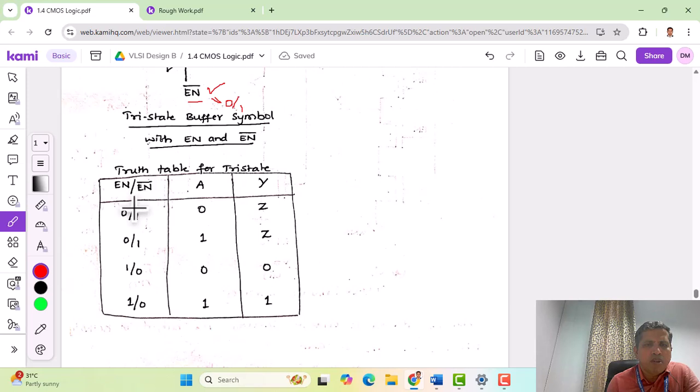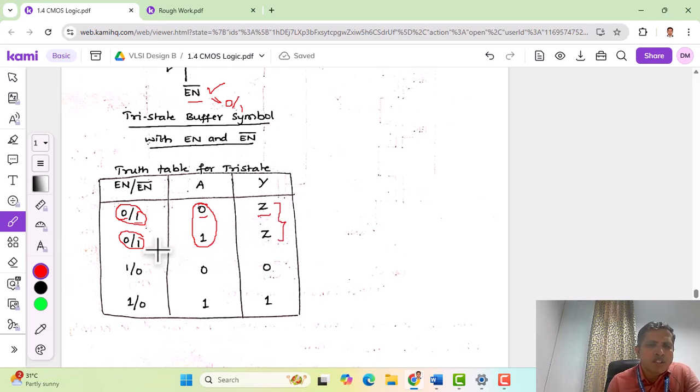So enable and enable bar, if it is 0 and 1, then whether A is 0 or 1, the output remains at the high impedance or floating state. It doesn't matter. Once you disable the buffer by applying 0 and 1 on these two control signals, irrespective of A, the output remains at the high impedance state.